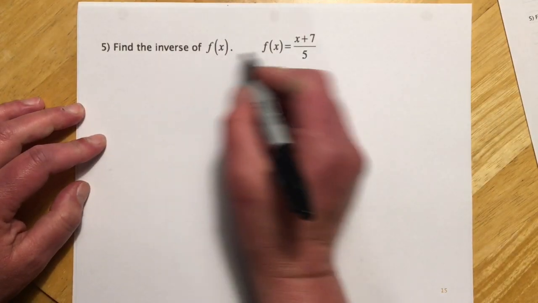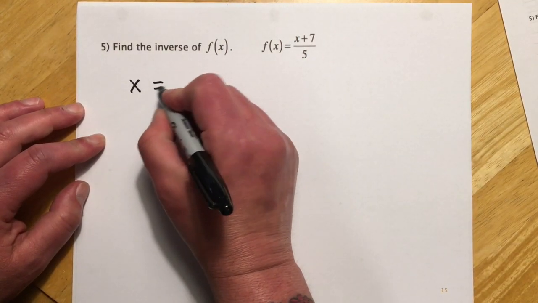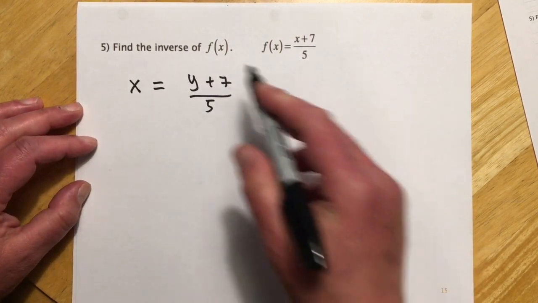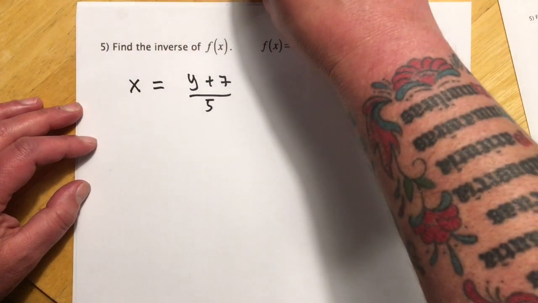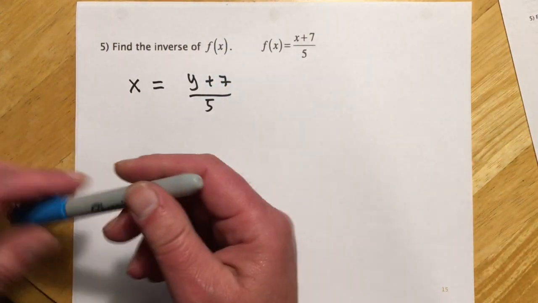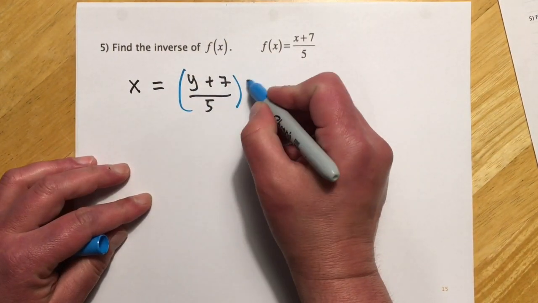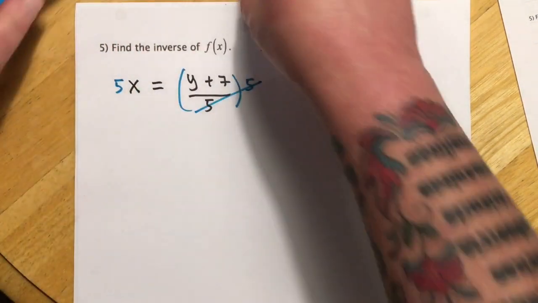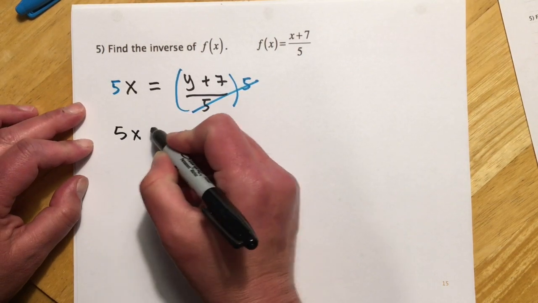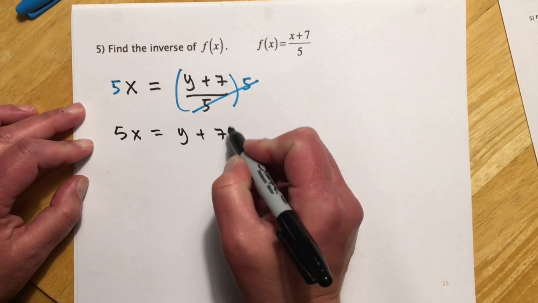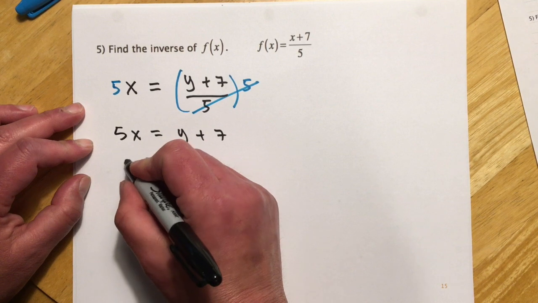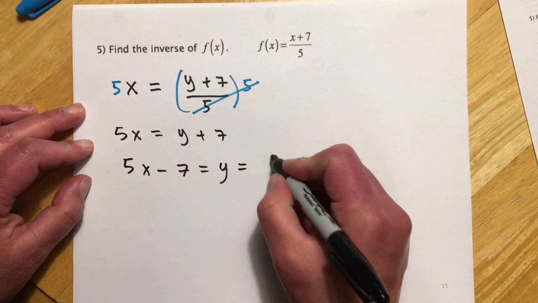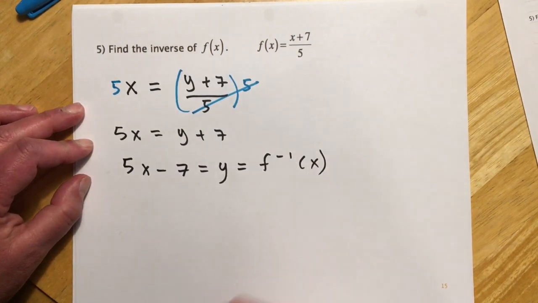Okay, so this one I'll jump to swap in the x and y. So I'm just going to make it x equals y plus 7 over 5. This one isn't quite as hard as the one I did a moment ago because there's only one y. So we'll multiply both sides by 5. And now we have 5x equals y plus 7. And then just subtract the 7 over. So 5x minus 7 equals y, or f inverse x.